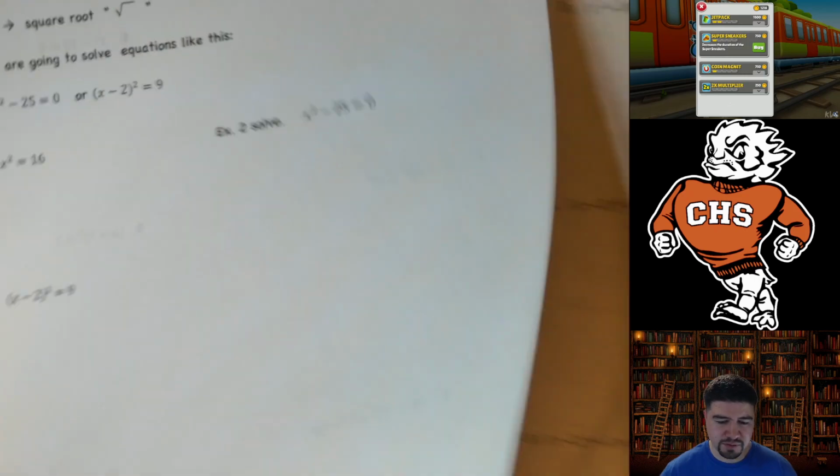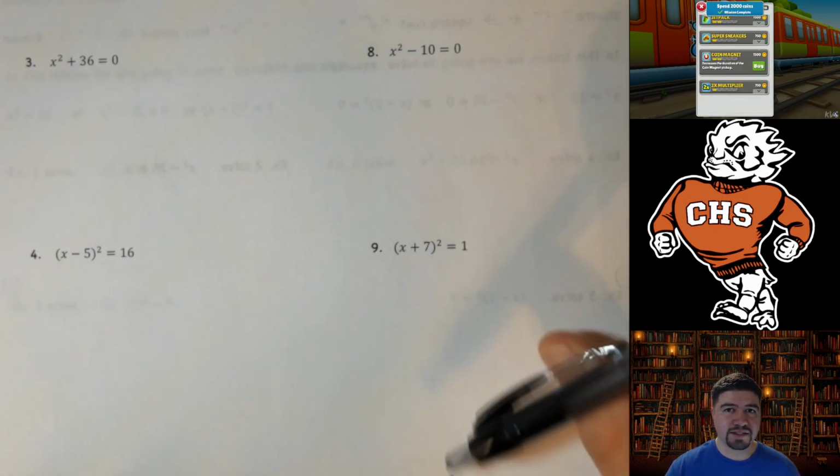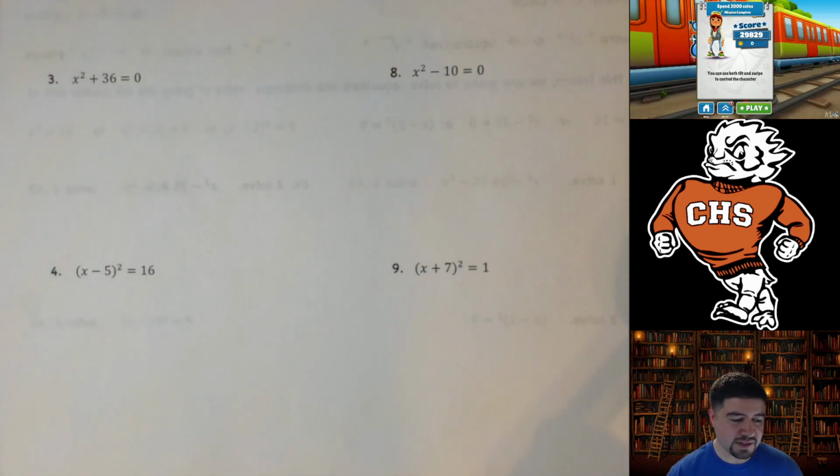And I'm going to switch papers so that the pen does not bleed through. All right, so example 3 is x squared plus 36 equals 0.